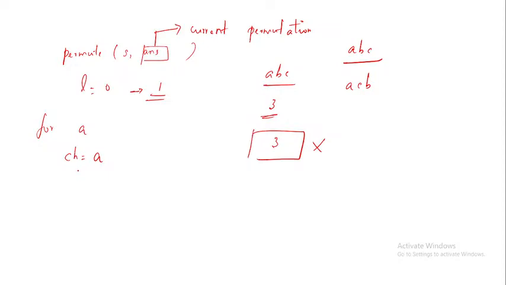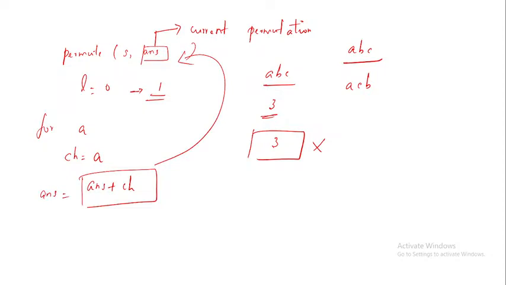So now we concatenate the current character with the answer. So what I'll do, answer plus CH becomes a next variable to pass here. So in the variable answer, I'll concatenate my current permutation as well as the current character which I have taken. And this is passed to the second argument for the recursive call.